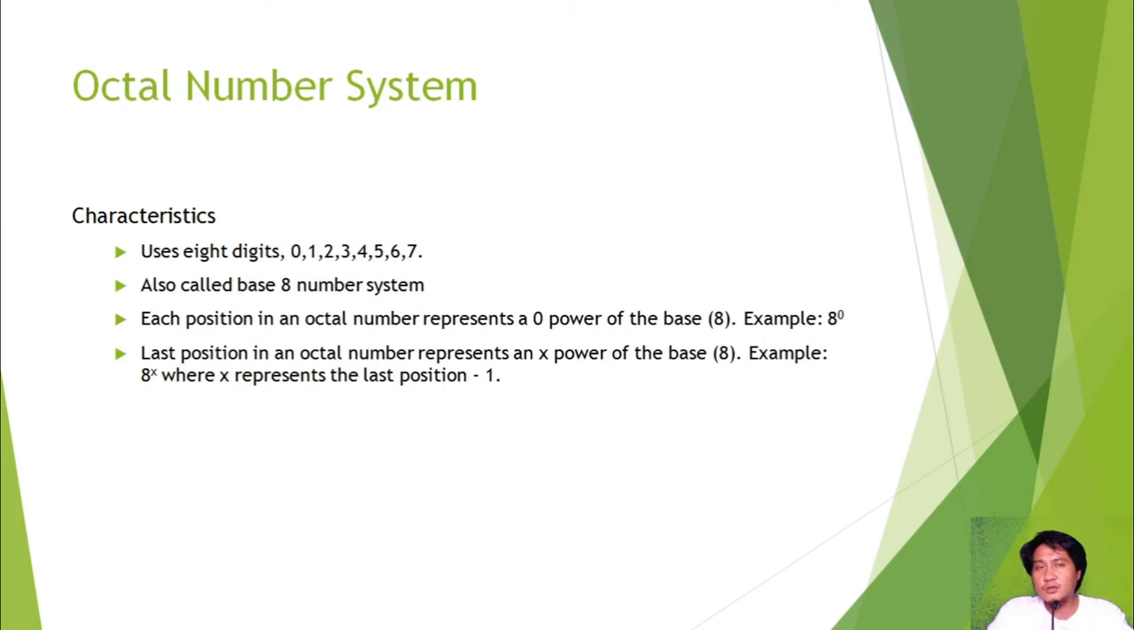And then the next one is the octal number system. The octal number system is also called the base 8 number system. Since it is base 8, it has only 8 digits, starting with 0: 0, 1, 2, 3, 4, 5, 6, and 7. Just like the binary number, each position in an octal number represents a power of the base 8, for example 8 to the power of 0. And the last position in an octal number represents an x power of the base, 8 to the power of x, where x represents the last position.